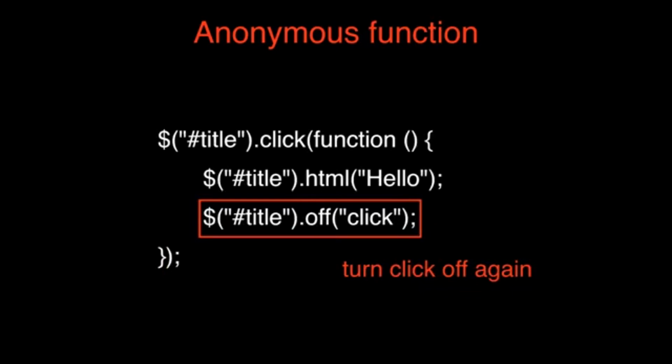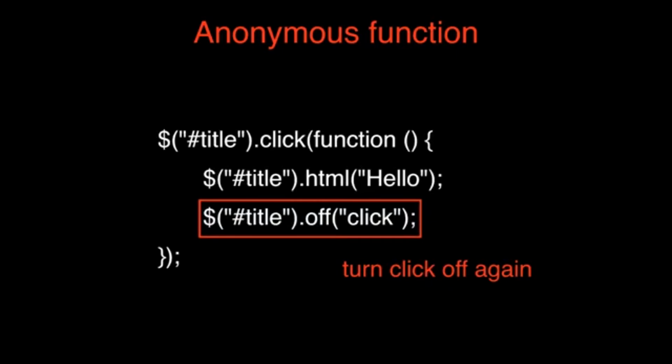I'll also want to point out this last line of the function. The first line of the body of the function is just doing what we've done before, changing the HTML. There's an important difference, of course. We're changing it back to hello this time rather than changing it to goodbye, but otherwise it's the same. What's this line doing? It's title.offClick.